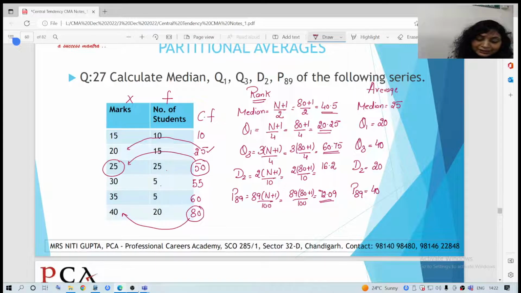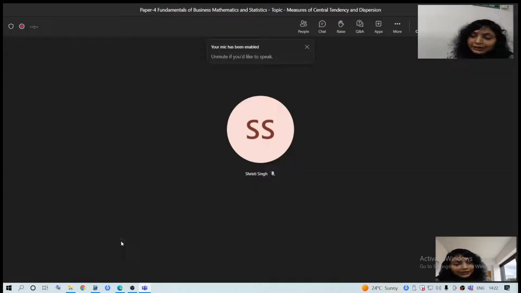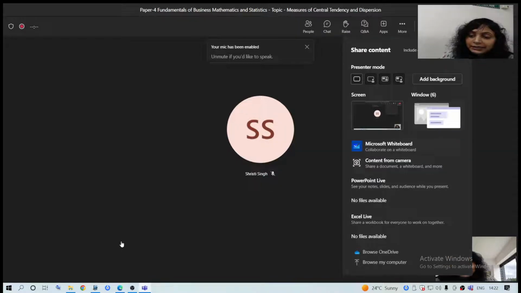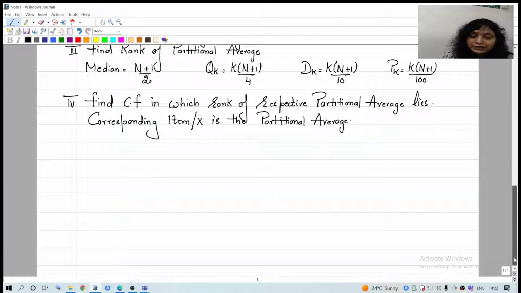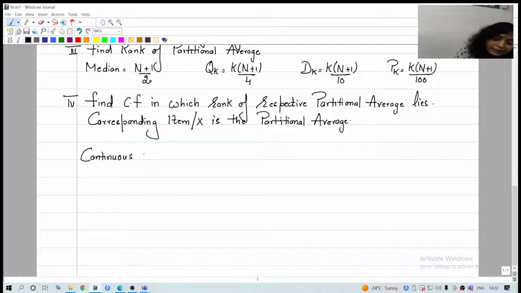So let's move to the next one. Next one is our continuous series. So the third one is continuous series, in which we have been given item as well as frequency, means item in the form of class intervals as well as frequency. So now what steps do we have to follow?